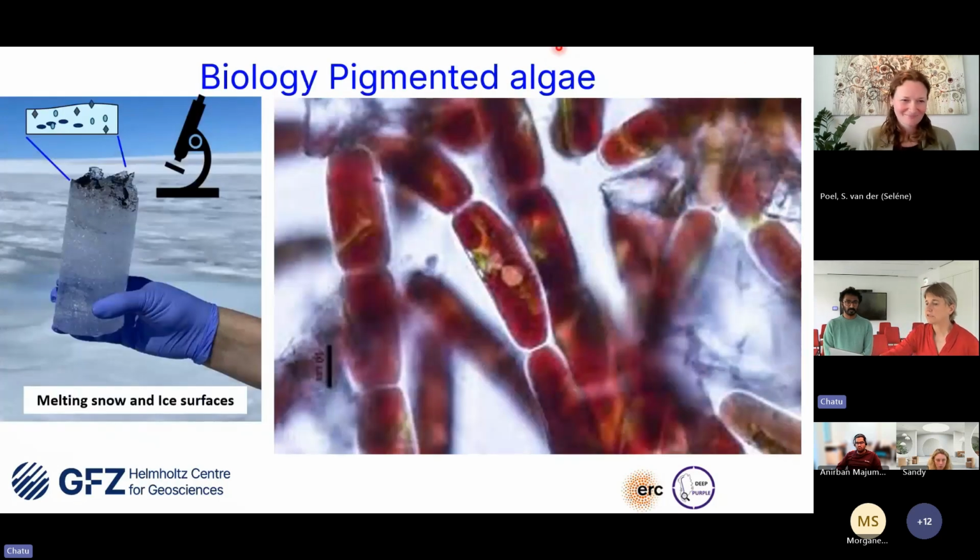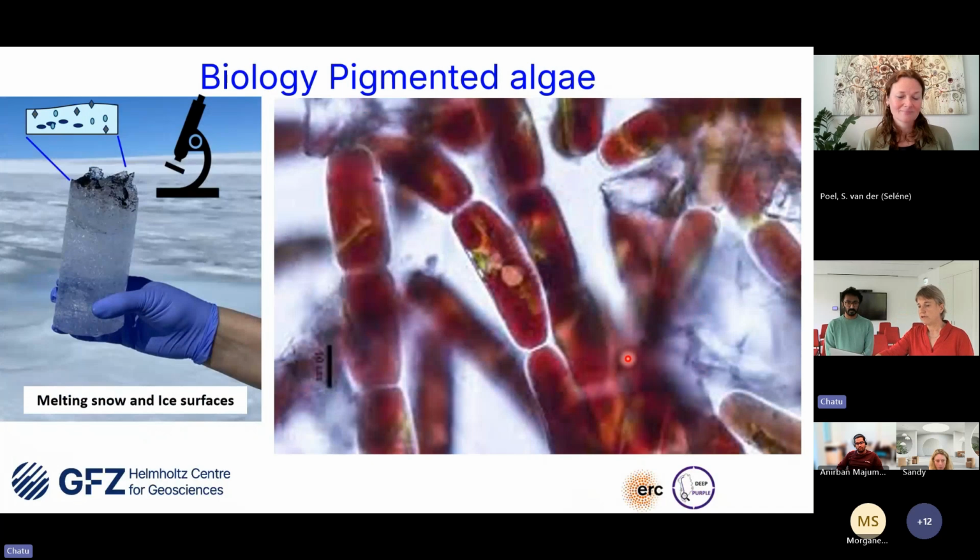The reason is that we have shown over the last couple of years that specifically biology, and these are pigmented algae, are either colored green because they have chlorophyll, or all the way to red or deep purple. And this is part of an ERC Synergy grant called Deep Purple, where these algae are smarter than us. We have to go and buy sunscreen. They produce their own sunscreen, but their sunscreen is a dark pigment, which colors the ice even darker.